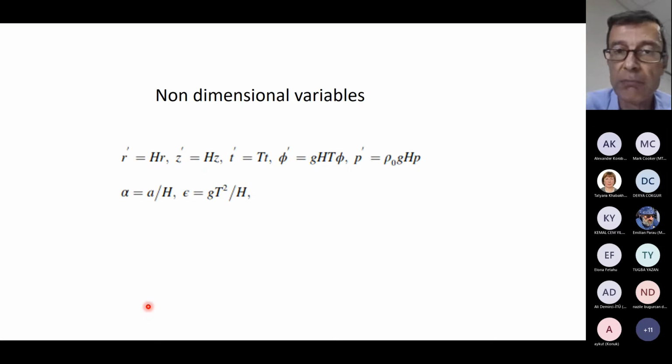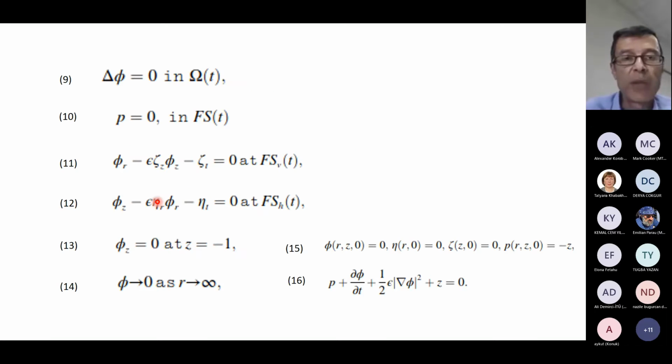Okay, so we non-dimensionalize the problem. So we use the liquid depth h, and we use a suitable time variable with capital T. Now, epsilon is a small parameter. When it is small, that means we are dealing with small times. And alpha is the dimensionless radius, which is a over h. Okay, so this is the boundary value problem in the non-dimensional variables. Again, we have the Laplace equation, dynamic condition, kinematic free surface conditions, slip condition at the rigid bed, and radiation condition, initial conditions, and this is the unsteady Bernoulli theorem at number 16.